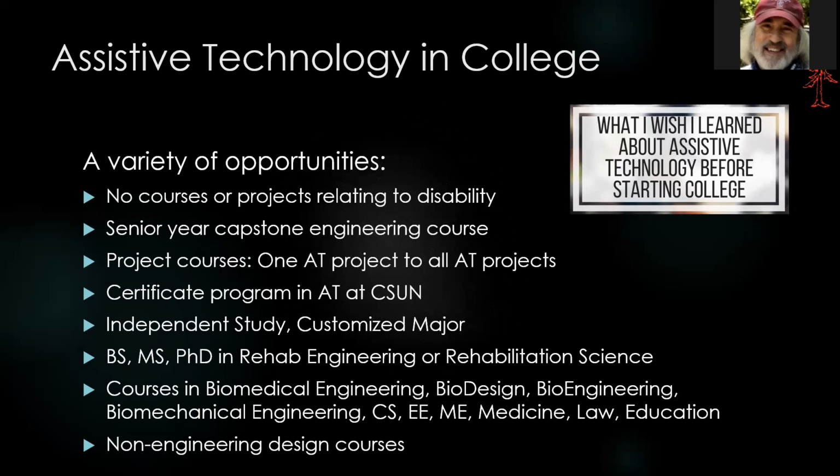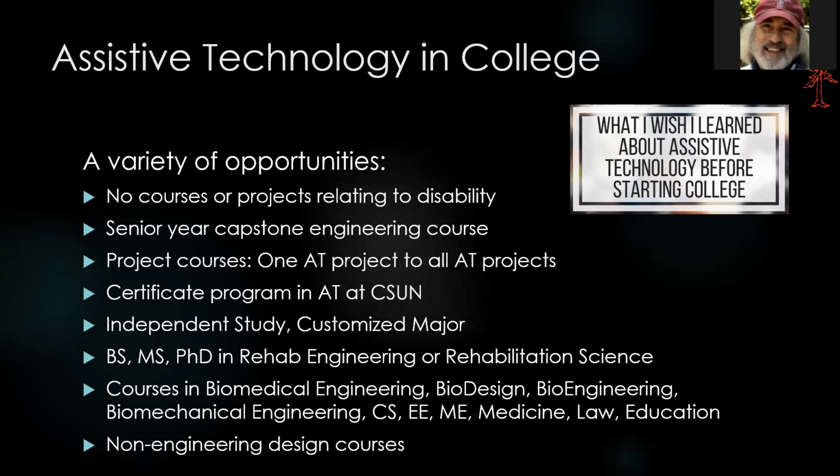In other universities, there may be programs in assistive technology, or maybe you can do independent study, or maybe you can customize a major in assistive technology. There are lots of programs around at the bachelor's, master's, and doctoral level that are called rehab engineering or rehabilitation science. And you can find assistive technology in courses in biomedical engineering or biodesign, bioengineering, biomechanical engineering. There are even courses related to computer science, electrical engineering, mechanical engineering, and even medicine, law, and education that may deal with assistive technology.